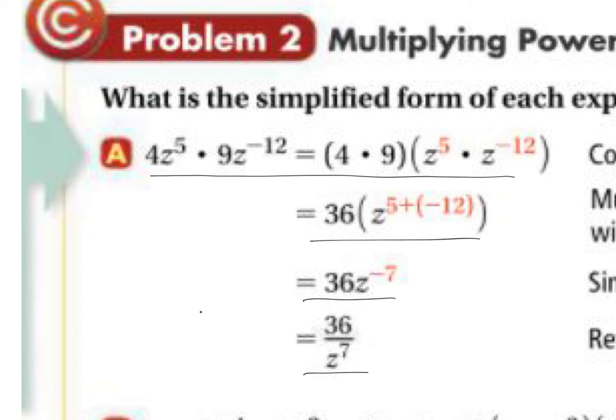Now, all we do is we multiply them together. So we do 4 times 9, which will give us 36. And then after that, we have z to the 5th times z to the -12. We already know what to do there. Oh my gosh.